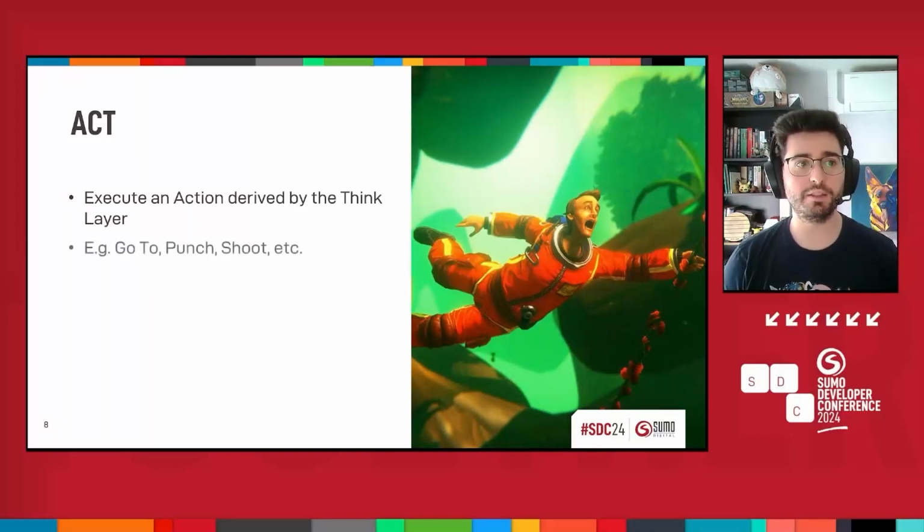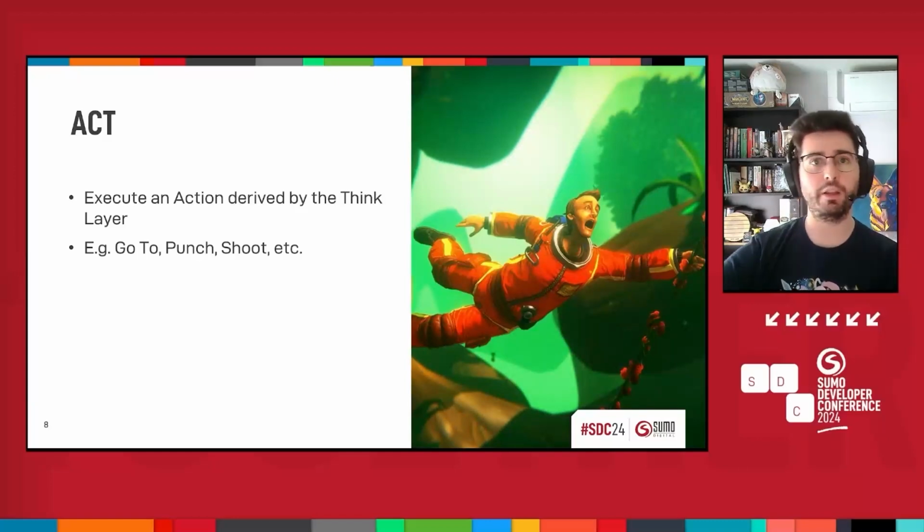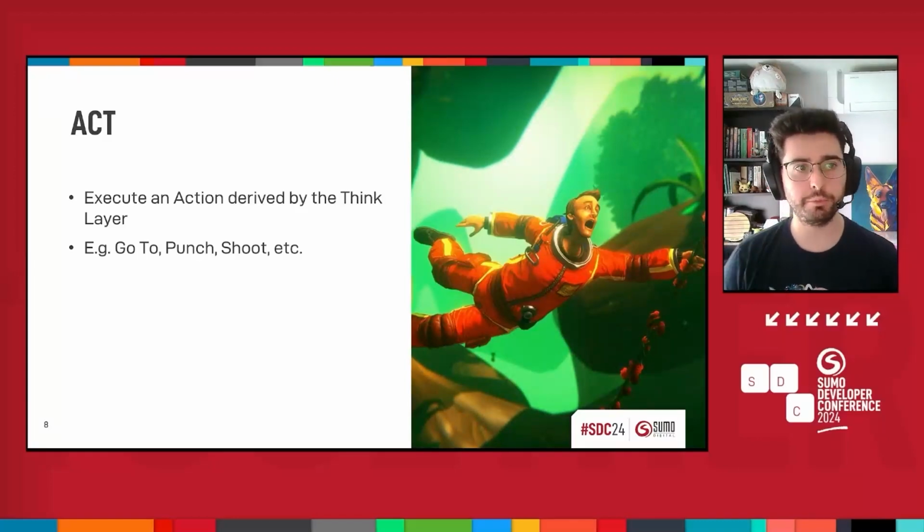So as an example, say that the NPC needs to navigate from point A to point B, then the act layer, the locomotion system of the act layer, will actually be in charge of navigating the NPC from point A to point B.